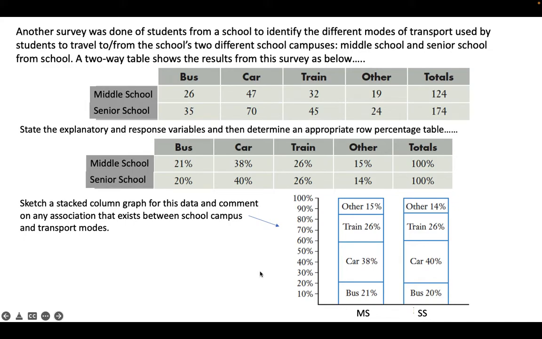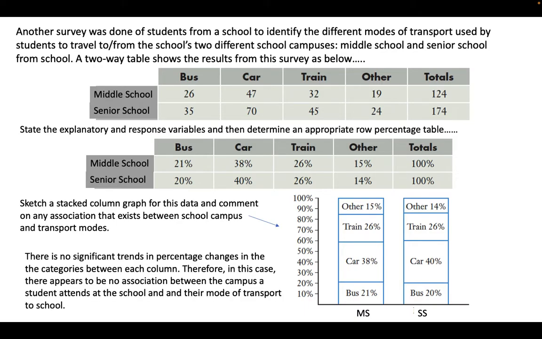So you can conclude from that essentially that there is no association between mode of transport and whether you're a middle school student or a senior school student. So that's an example of how you identify a lack of association, where there is no distinct and consistent change between variables or proportions of variables.